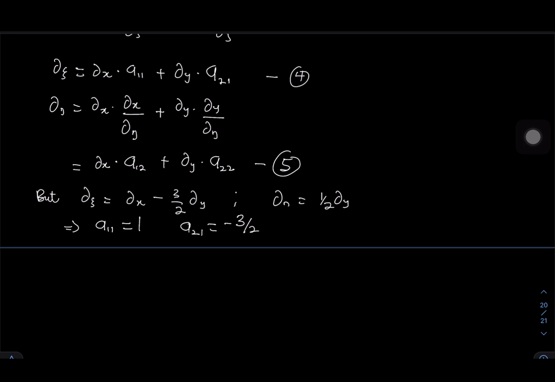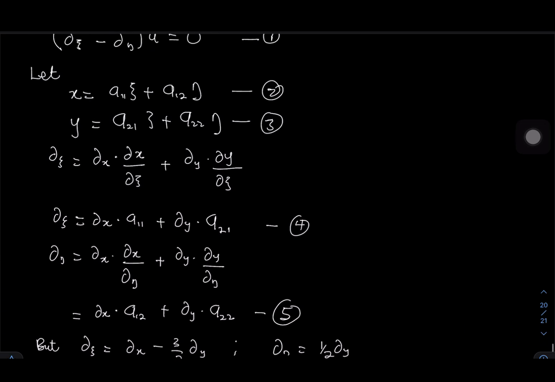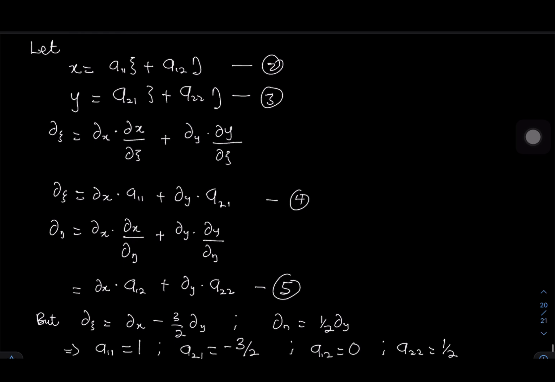So from del eta, we know that a12 is going to be 0 because there is no del x here, and a22 is just going to be 1/2. So now we know all the coefficients. We know a11, we know a21, we know a12, we know a22. We can have the change of coordinates. We can have the linear combination of xi and eta, which are going to give you your x and y.